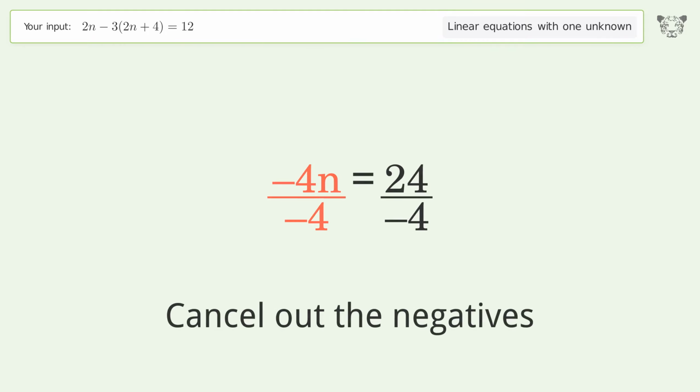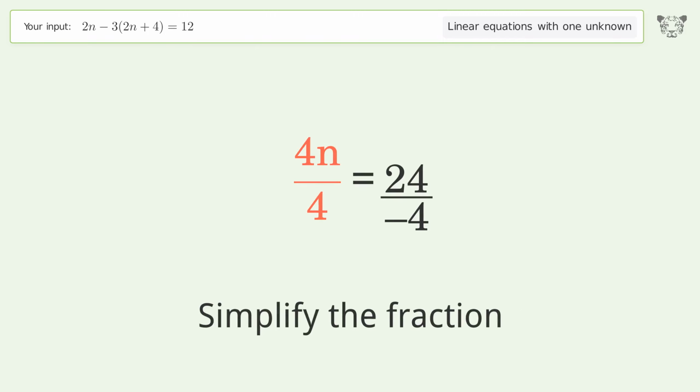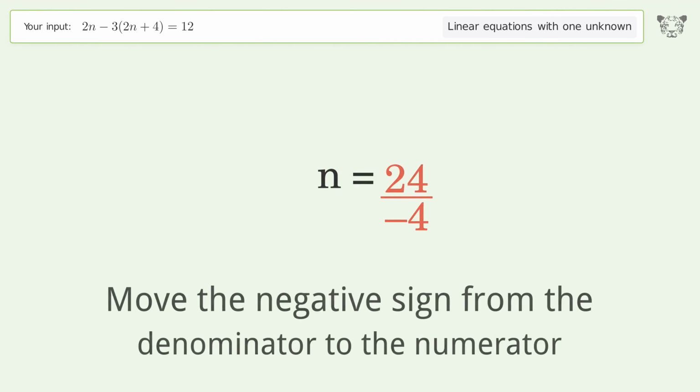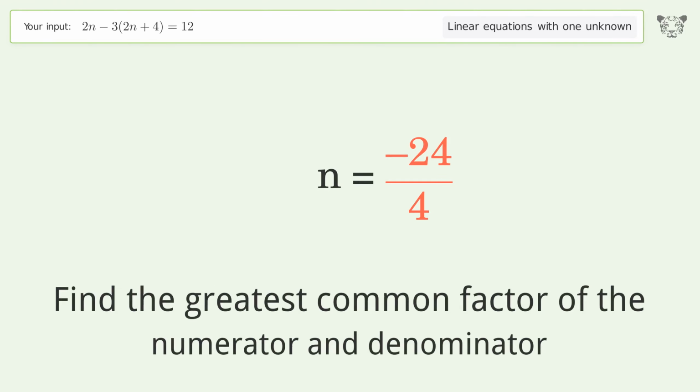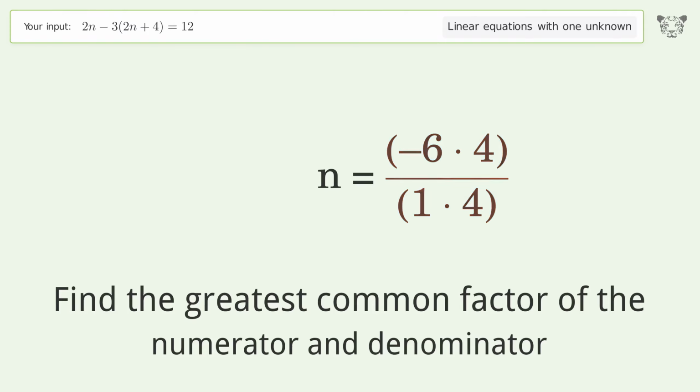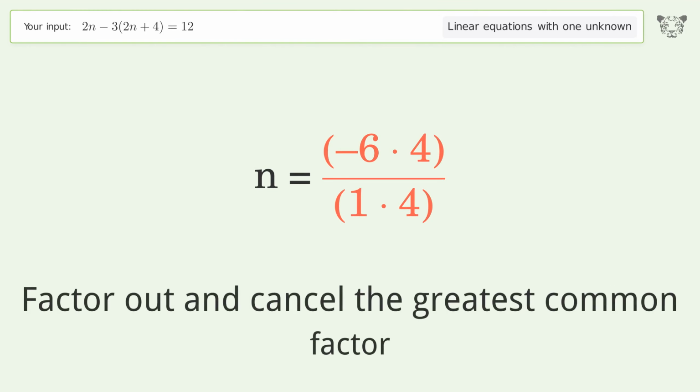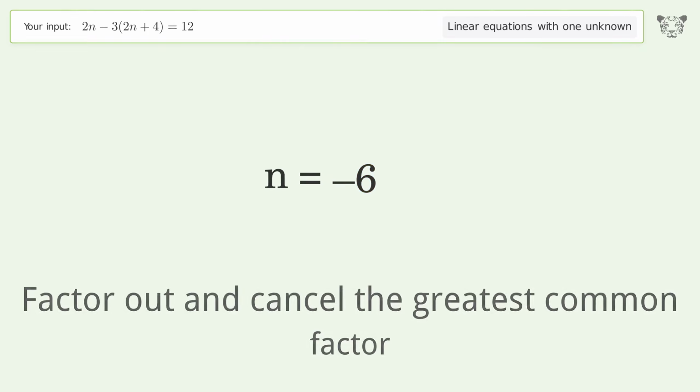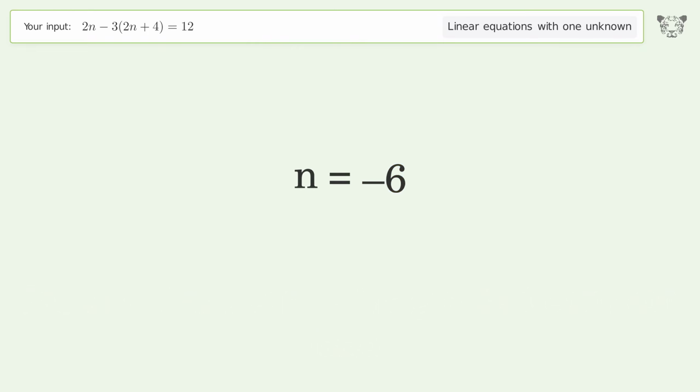Cancel out the negatives. Simplify the fraction. Move the negative sign from the denominator to the numerator. Find the greatest common factor of the numerator and denominator. Factor out and cancel the greatest common factor. And so the final result is n equals -6.